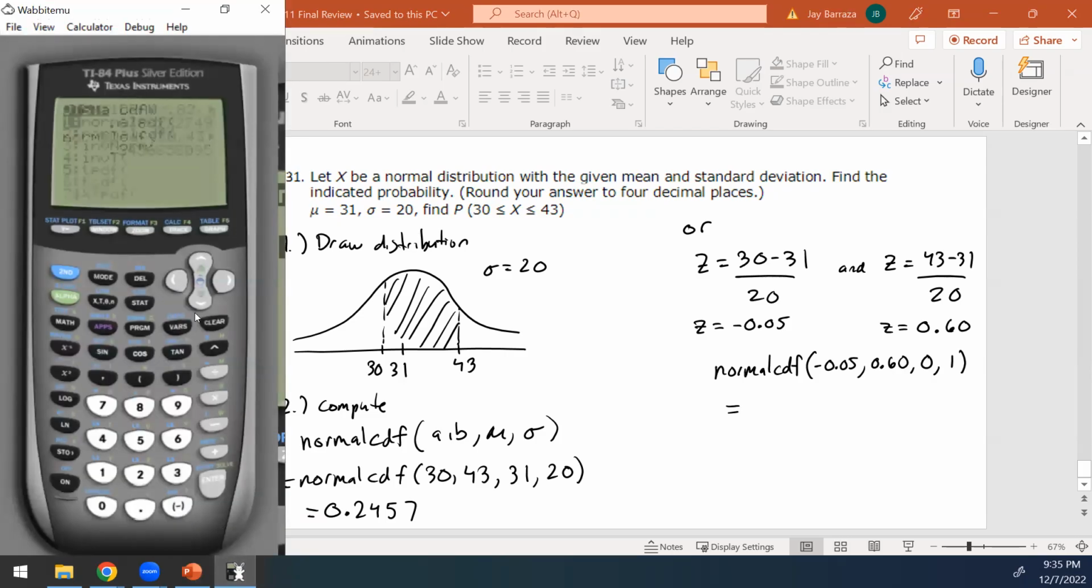So let's find out. Second distribution, normal CDF, negative 0.05, 0.60, 0.1. And look at that, we get the exact same number. You can do whichever one you want. I don't care. Pick whichever one you like. Okay. Any questions on that?